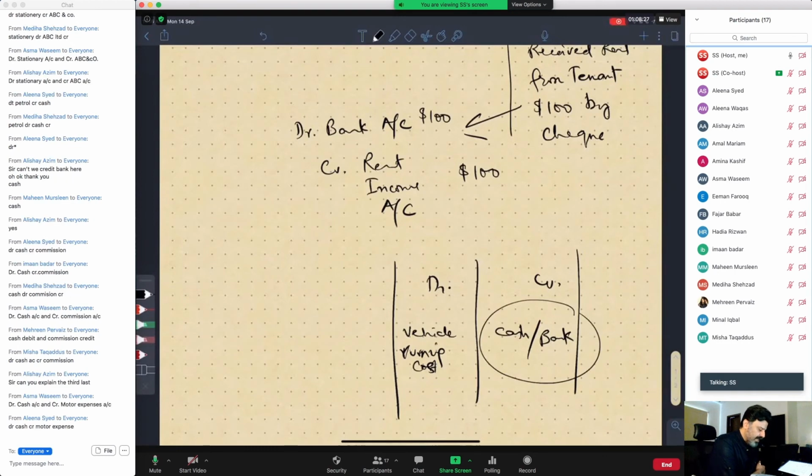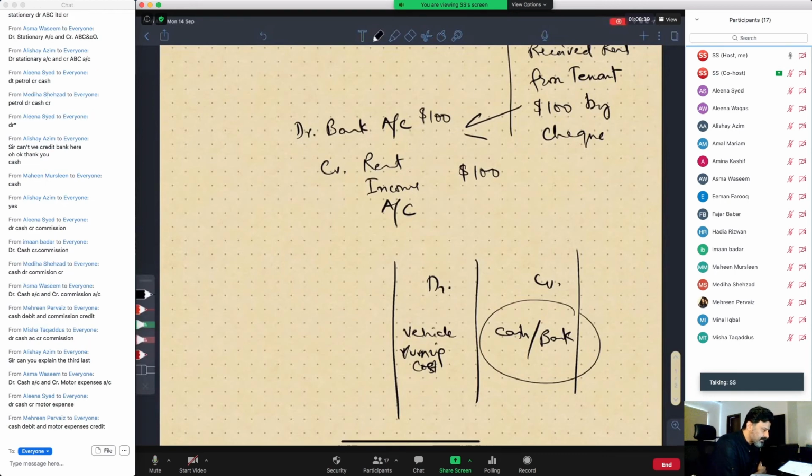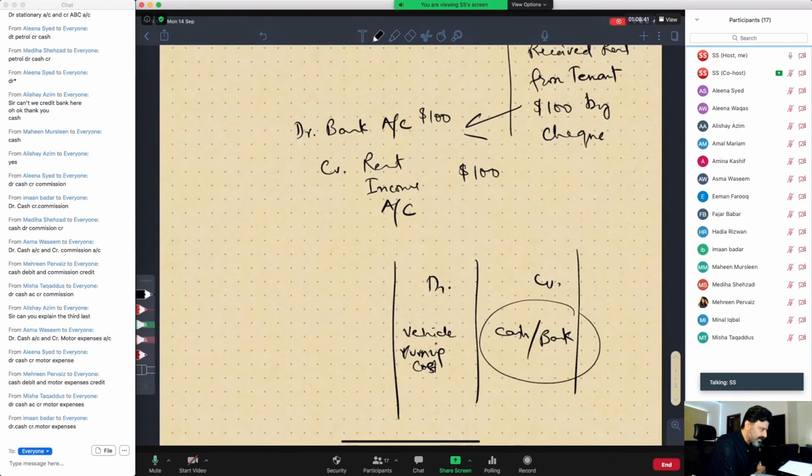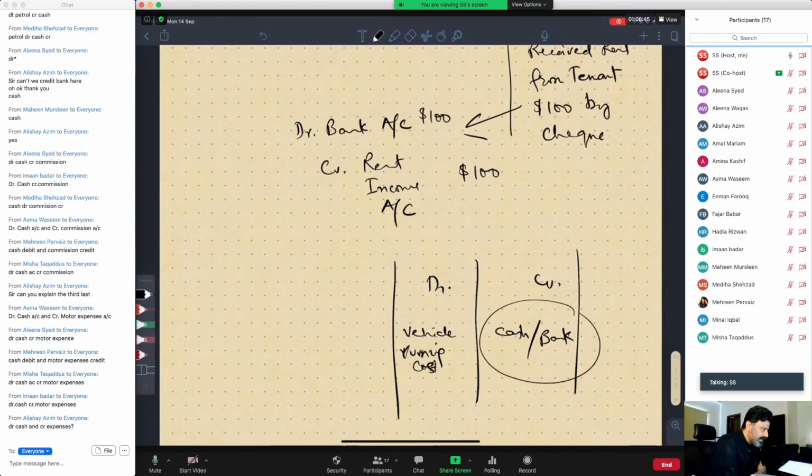Okay, received a refund of motor expenses in cash. The third last transaction, we forgot. Okay, debit cash, credit motor expenses. That's what Asma and Alina and Mehreen and Misha and Iman, everyone is arriving at the same conclusion.